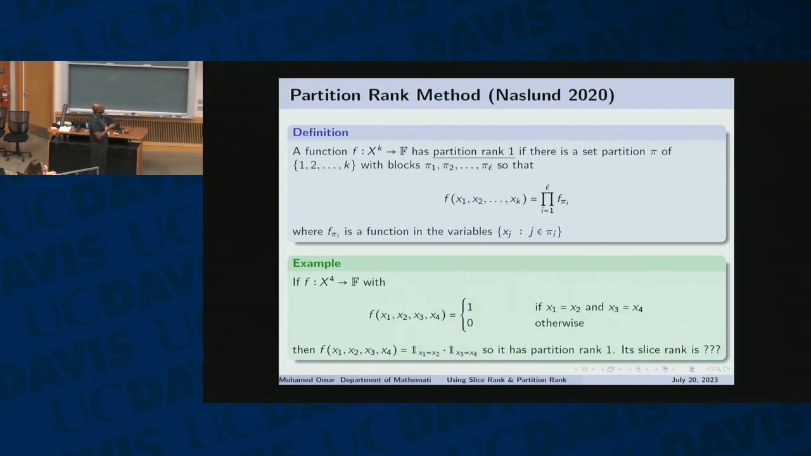So for example, if I have a function that looks like this, which is one of the ones that came up on the previous slide. It's 1 if x1 and x2 are equal, and x2, x3 and x4 are equal, and 0 otherwise. I can write this as a function in the first 2 variables right here, the indicator of that, and a function of the last 2, the indicator in those 2, right?